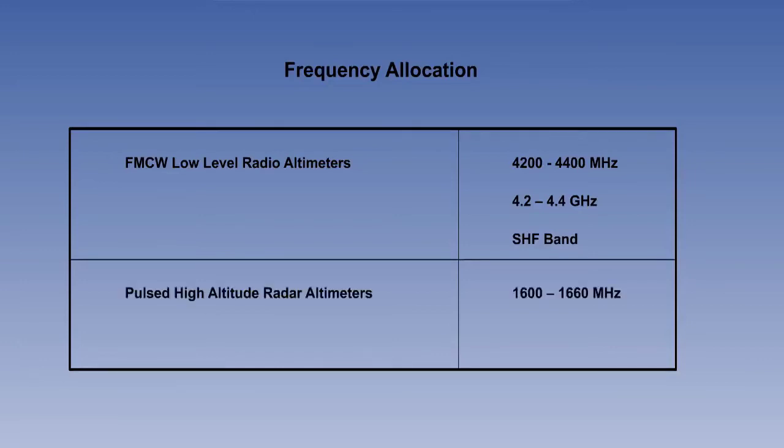The other band, which is used by pulsed higher altitude radar altimeters, where they still exist, is from 1600 to 1660 MHz. This can be expressed as 1.6 to 1.66 GHz. This lower band lies in the UHF, or ultra-high frequency part of the spectrum. Remember these numbers and bands because they are favourite exam questions.